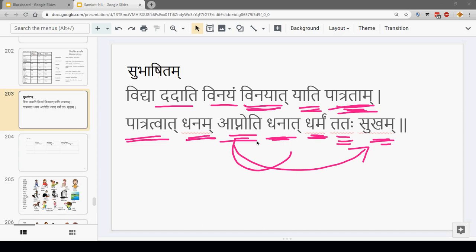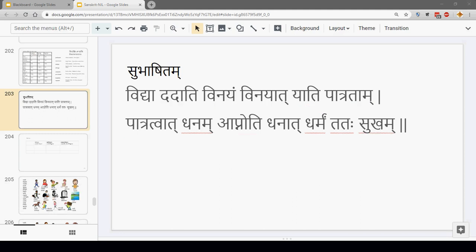So, what is the total meaning here? Vidya dadati vinayam. Knowledge gives the humbleness, and because of the humbleness, one would get the ability or become good enough, and because of that ability, he would obtain wealth, and from that wealth, one would obtain the virtue, and because of that, one would obtain the happiness. Very nice.